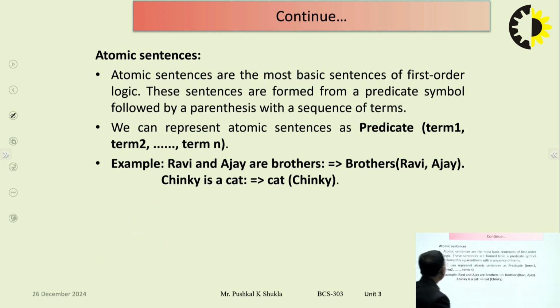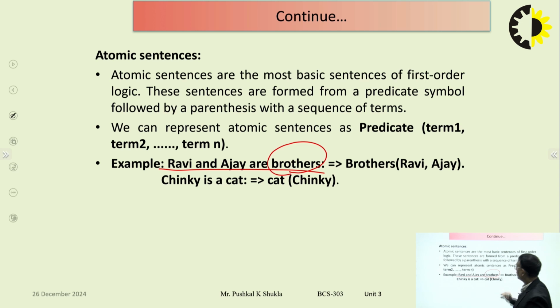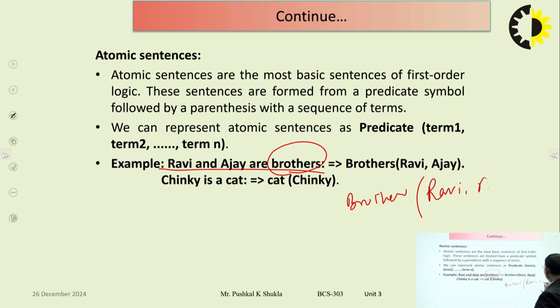So how to write this? For example, we have to represent Ravi and Ajay are brothers. How can we represent this type of sentence through predicate logic? Here the predicate is brother. So we write brother first, and then Ravi and Ajay: Brother(Ravi, Ajay). We read it as Ravi is a brother of Ajay.